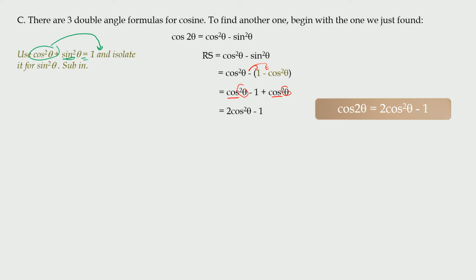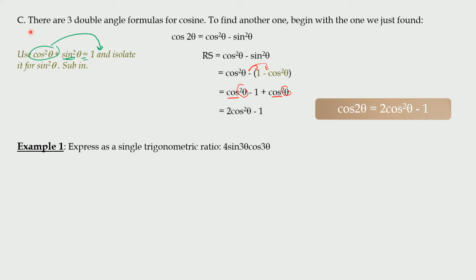So when we have cos 2 theta, there's another double angle formula for cos. It's equal to 2 cos squared theta minus 1. And we just got that from the one we already found. We took the one we already found and rearranged it to get another one. There's actually 3 of them. We're not going to go through all 3, but the third one can be found using the same strategy, just taking one of your original ones and rearranging it.